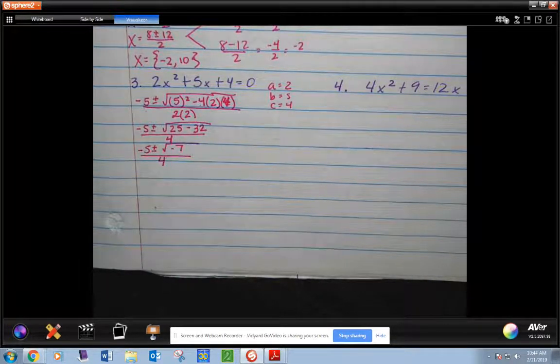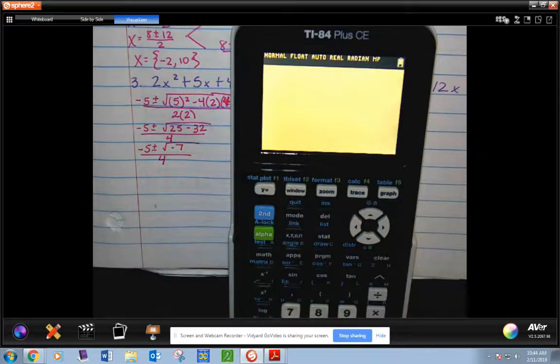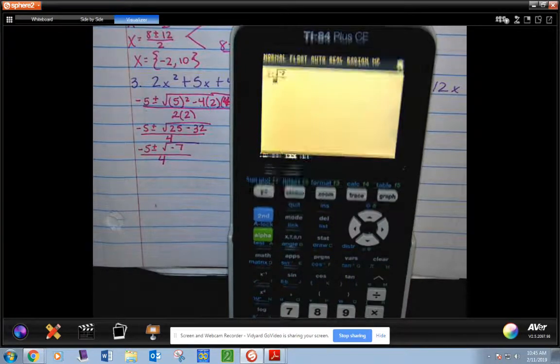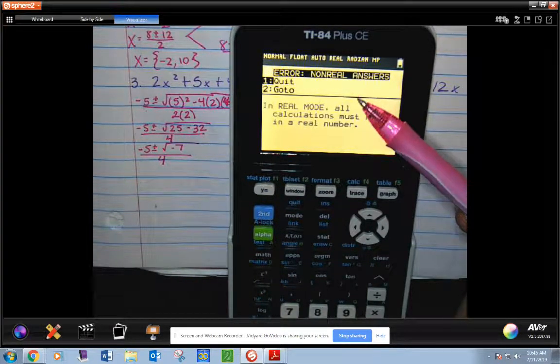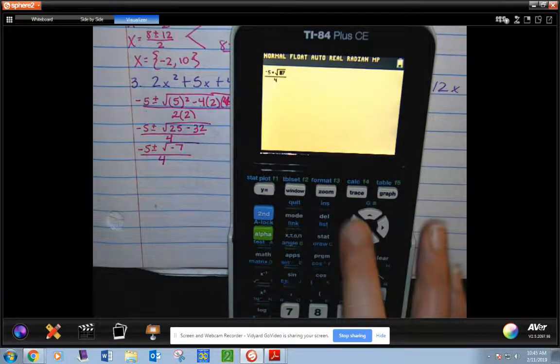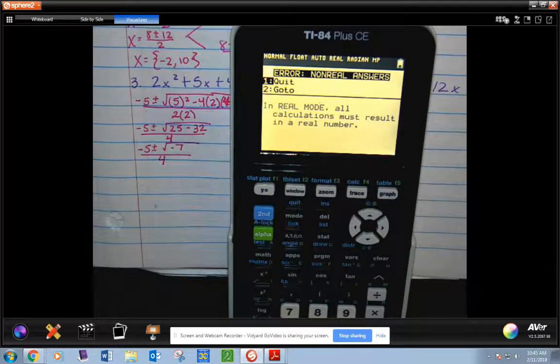You can't take the square root of 7. It's not a perfect square. So we're going to clear out the calculator. Alpha y equals negative 5 plus, because you can only do one side at a time, the square root of negative 7 divided by 4. And it says error, non-real answer. So I'm going to change it to a minus to see if it'll work. And it says error, non-real answer.